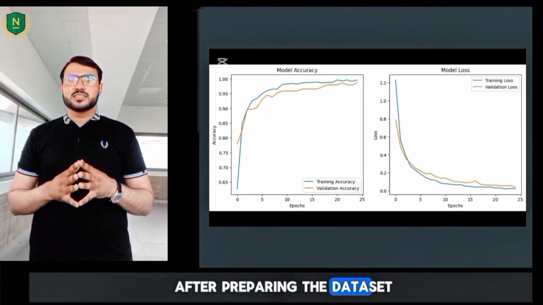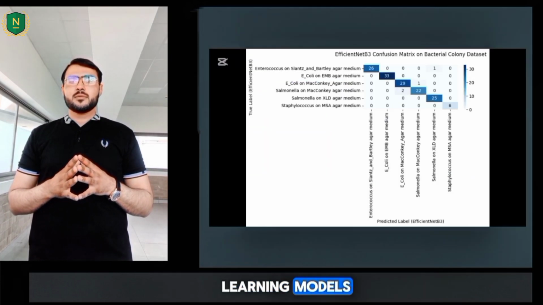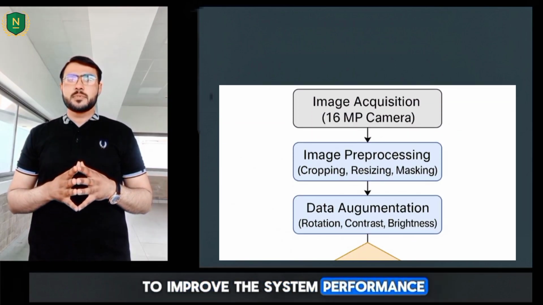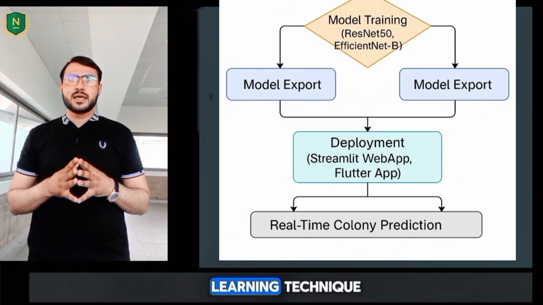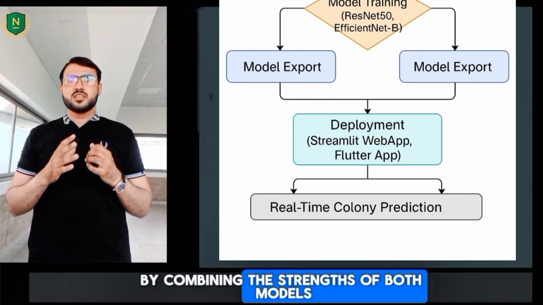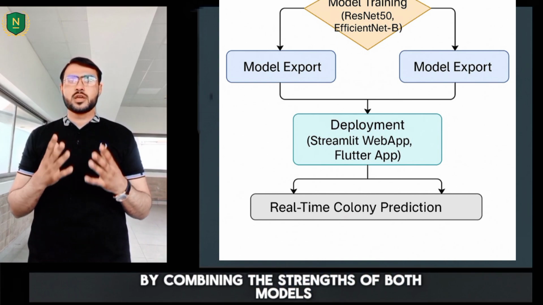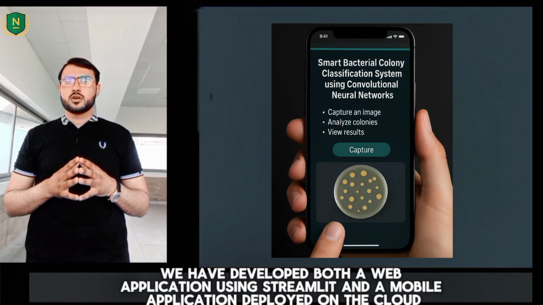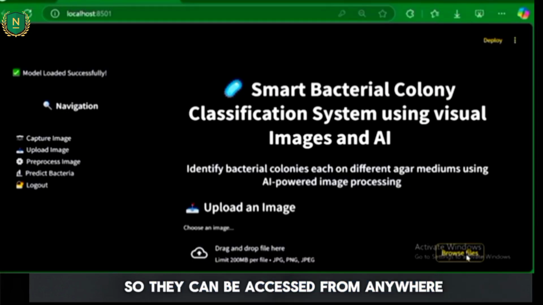After preparing the dataset, we trained two deep learning models, EfficientNetB3 and ResNet50. To improve the system performance, we used an ensemble learning technique by combining the strength of both models for more accurate and reliable results. We have developed a web application using Streamlit and a mobile application deployed on cloud, so they can be accessed from anywhere.